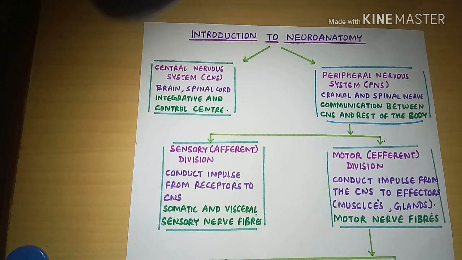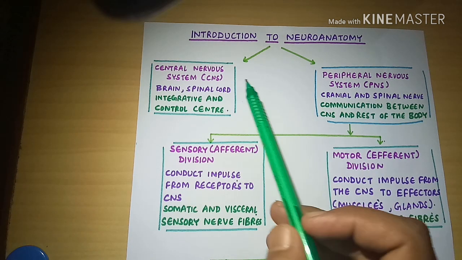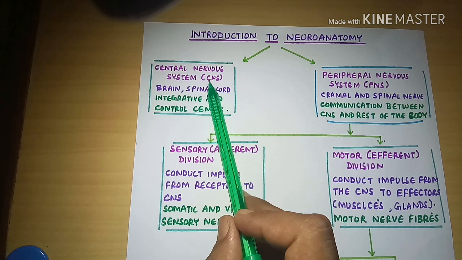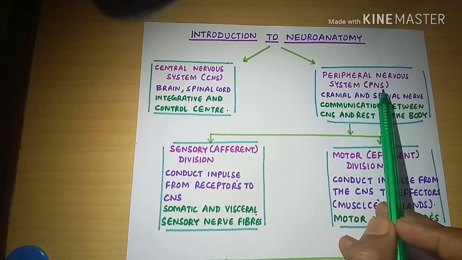Today's part of the video lecture will be covering the introduction to neuroanatomy. So let's start the introduction to neuroanatomy. Neuroanatomy is generally divided into two parts: the central nervous system and the peripheral nervous system. Central nervous system is CNS and peripheral nervous system is PNS.